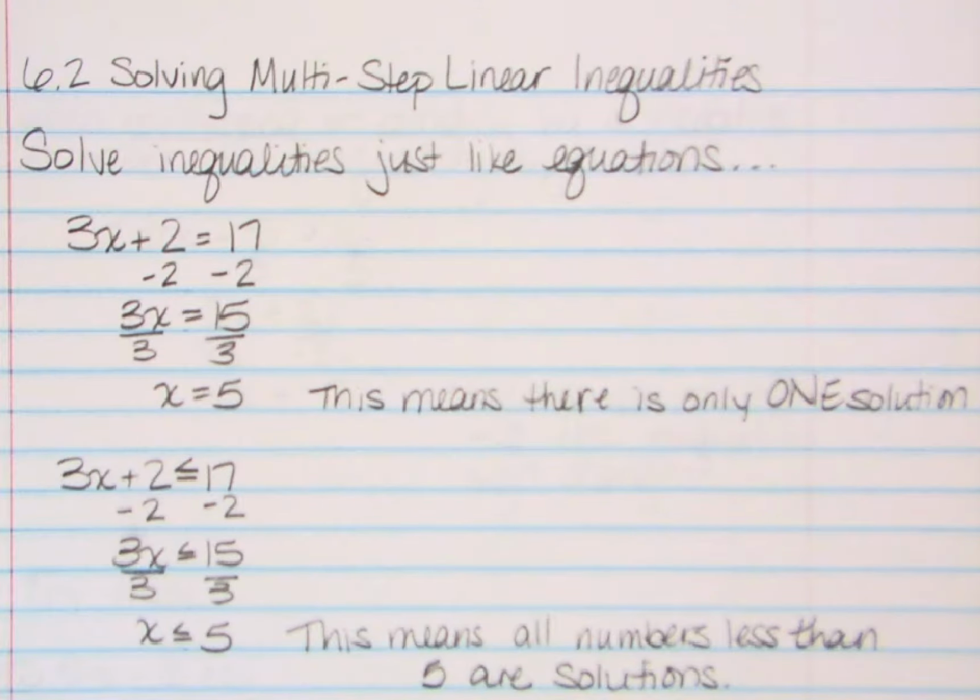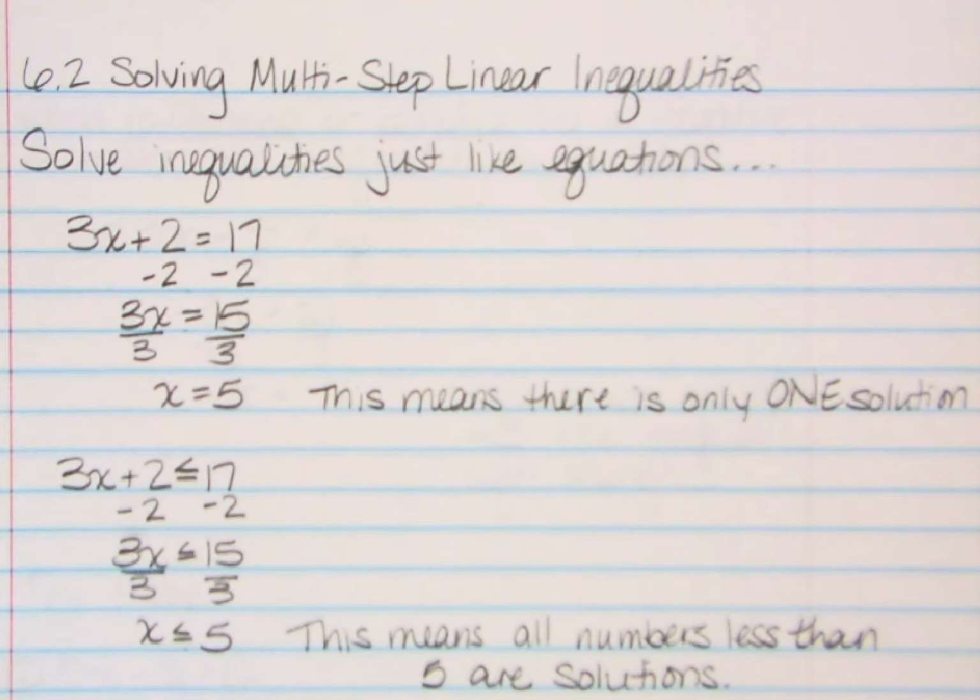Today's video is on lesson 6.2, solving multi-step linear inequalities. And so really this is just a continuation of what we talked about in the last video, except instead of solving one-step equations, we're solving two-step, and instead of an equal sign, we have an inequality sign.